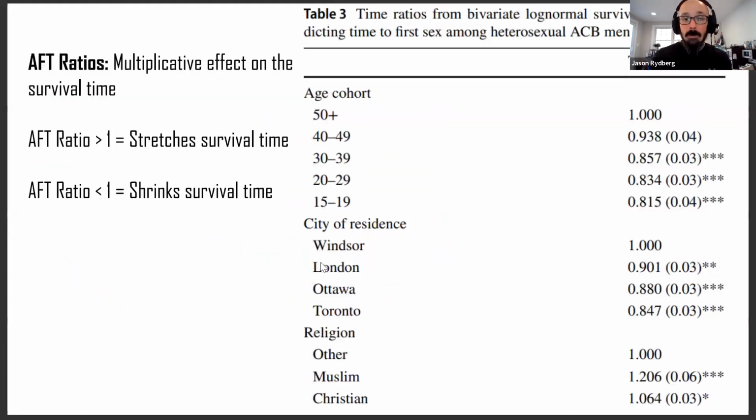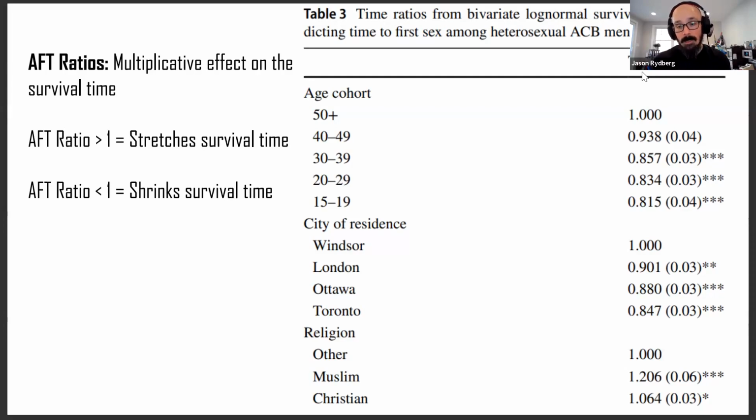So here are some of their results. Again, these are accelerated failure time ratios. They call these time ratios, I don't know if that's just something you do in that field. But recall, these are multiplicative effects on the survival time. An AFT ratio greater than 1 means it stretches the survival time, and if it's less than 1, it shrinks the survival time.